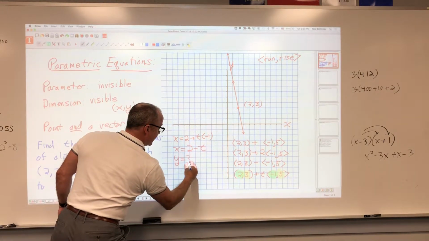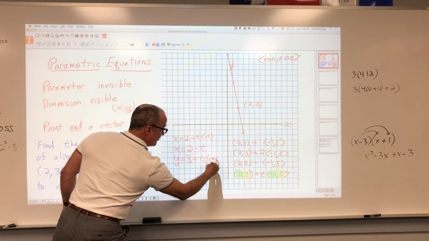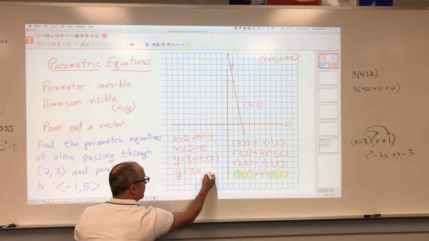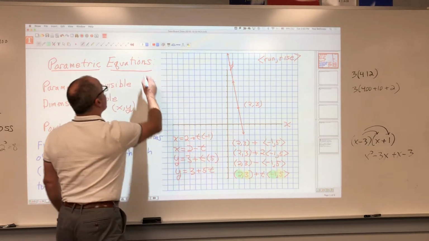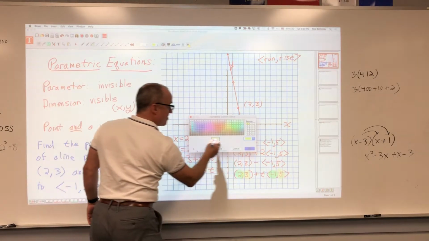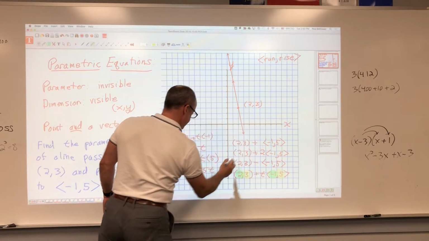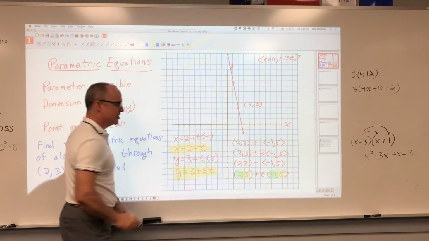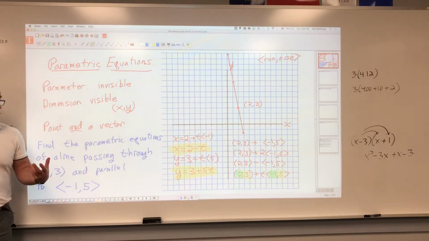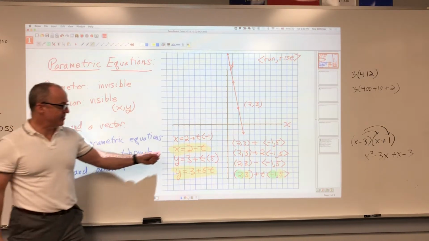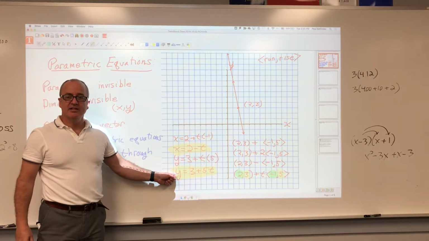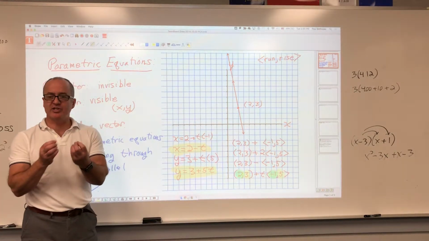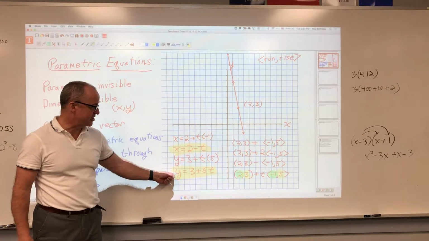y equals 3 plus t times 5, which I could write as y equals 3 plus 5t. And these are two parametric equations that describe this line. So let's pretend t is time. And there's a particle, there's a point, there's something floating out there, and it's described by these two equations.